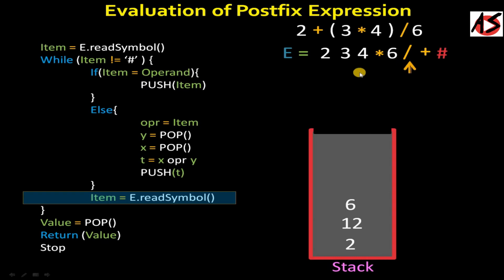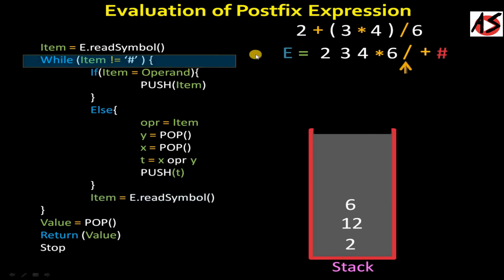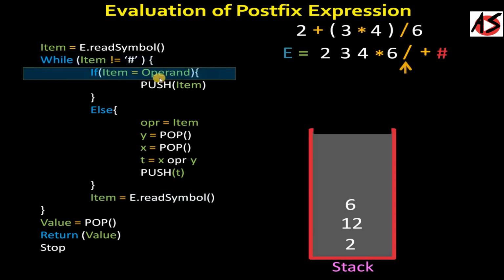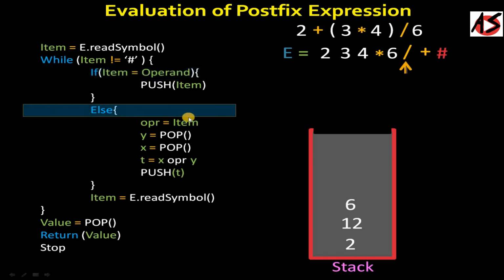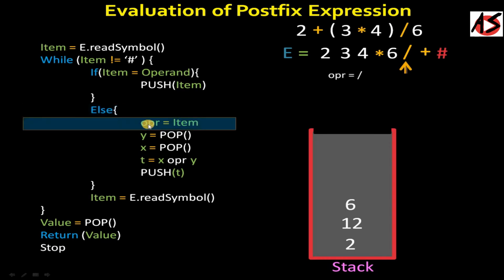Is it hash? No, it is not the hash. So we are going inside. Then we are checking the condition. Item is equal to operand. This is not the operand, it is operator. So we are going into the else part. In the else part, first instruction is operator is equal to item. So you can see here operator is equal to division.